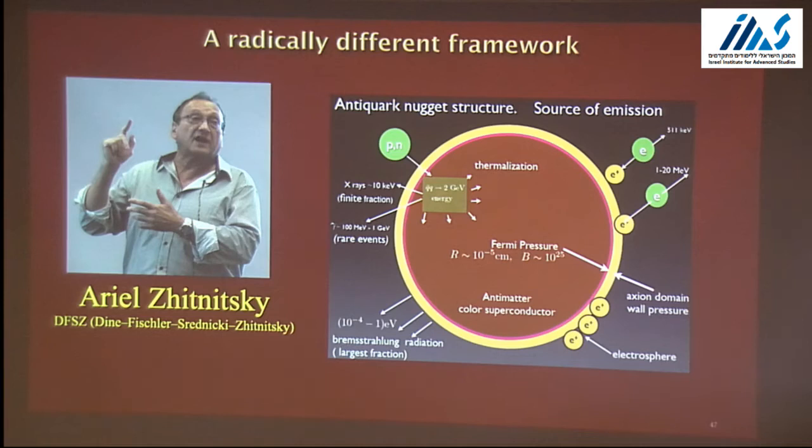Now, what is this object? So he looks at the parameter space, and he says that some numbers that he likes are that the baryon number of this thing is about 10^25, so 10^25 quarks or antiquarks. And the density is basically like nuclear matter density. And so the size of this thing is almost macroscopic, sorry, it's about 10^-5 centimeter.